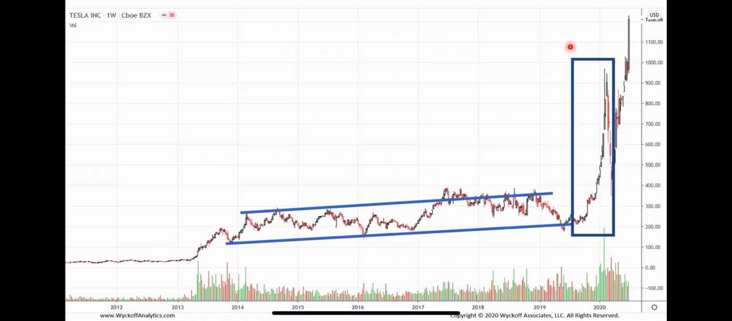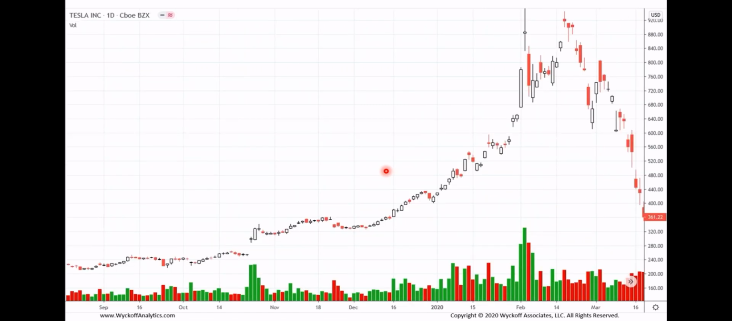But how do you draw a trend line here? This is the weekly time frame. Let's switch to the daily. How do you draw a trend line here on this historical chart? You look at the daily chart and think, too much momentum here. Conventional trend lines don't work here.